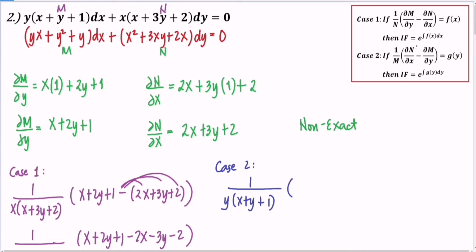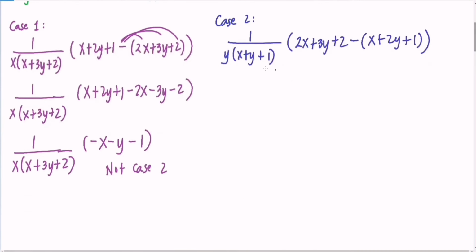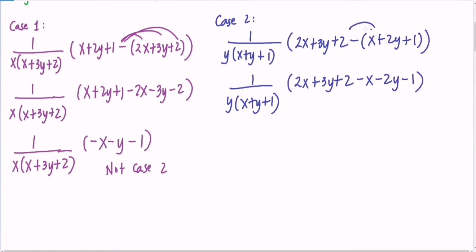Ayan. Tapos, times. So, ito, baliktad sila ng pwesto, no? Kanina, mauna yung m bago n, so ngayon si n muna. Ito muna, si n. So, 2x plus 3y plus 2, minus, parenthesis x plus 2y plus 1. Ayan. Okay, so evaluate natin ito. 1 over y times x plus y plus 1, times 2x plus 3y plus 2 minus x minus 2y minus 1. So, distribute lang si negative. Okay, so after that, ayan.